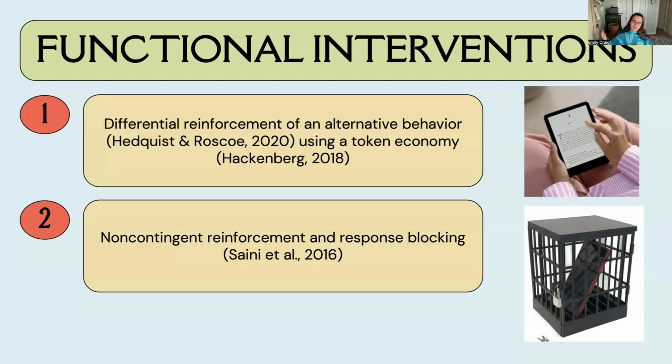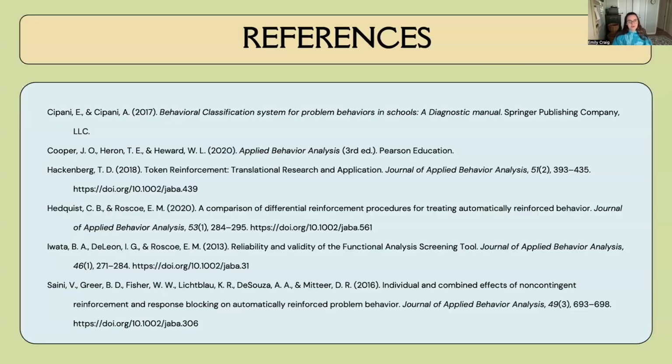And so I think both of those interventions would give her both the sensory input that she's looking for, as well as the sensory escape that she could be looking for, as indicated by both the FAST and the trial-based functional analysis. And these are my references.